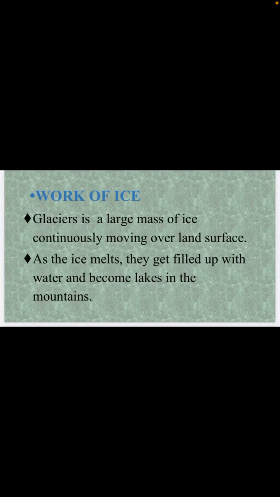Next are the works of ice. Ice means we can see glaciers, mountains full of ice, such as in Antarctica. The water is also in the ice. A glacier is a large mass of ice continuously moving over the land surface. As the ice melts, the hollows get filled up with water and become lakes in the mountains. After sunrise, the glaciers, meaning ice, melt and form water like a lake, and it forms rivers.